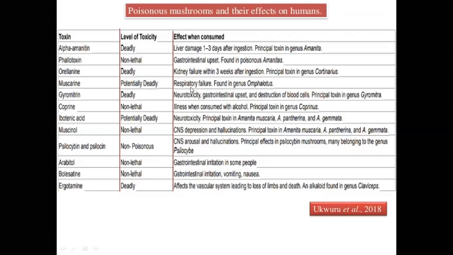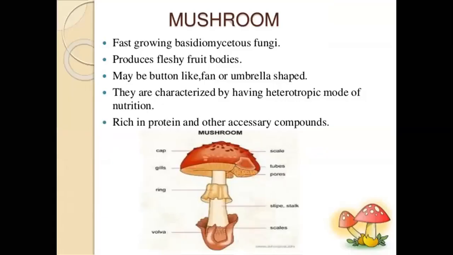So these are the different effects of poisonous mushrooms and their effects on humans. ठीक है, human being पे होने वाले जो symptoms यहाँ पे दिए, chart दिया है complete. Now come to the edible mushroom. Edible mushrooms are fast growing basidiomycetes fungi that produce fleshy fruit bodies, maybe button, fan or umbrella shaped. They are characterized by a heterotrophic mode of nutrition, rich in protein and other accessory compounds.